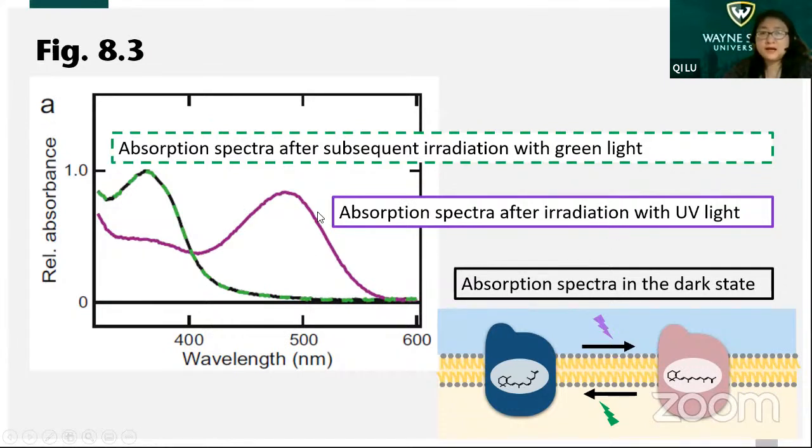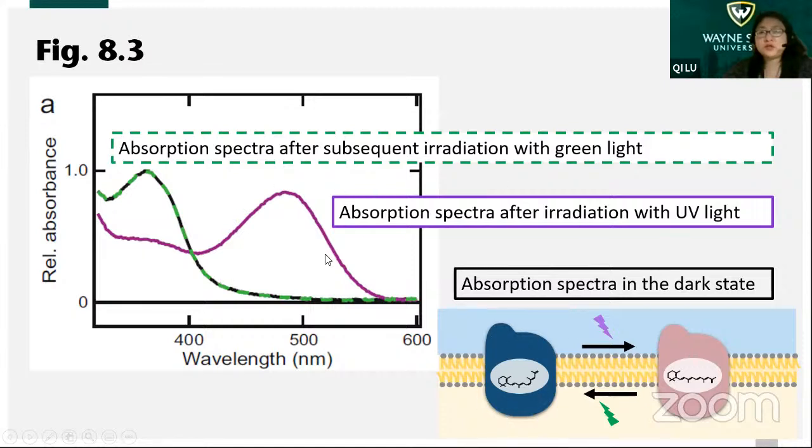after being irradiated with the UV light, the next step, if irradiated with the green light, then the absorption curve will indicate that most of this pigment will be absorbing UV light at that wavelength. That means that after providing the green light, the pigments will switch back to the dark state. Let's go back to here.